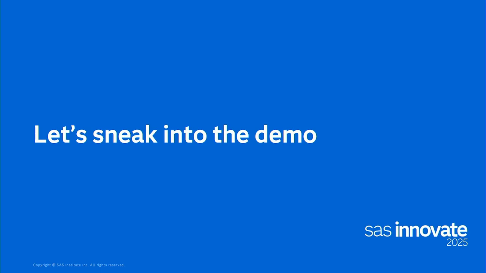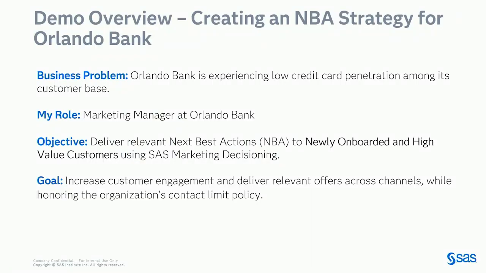So let's sneak into the demo. And let me set the context right for this demo story so that it resonates with all the audience present in this room. Let's imagine I'm a marketing manager at a fictitious bank called Orlando Bank, which doesn't exist, but for this demo story, we are going to use that bank. And my manager has given me a KPI to sell more credit cards to the existing customers. Currently, Orlando Bank has low credit card penetration, and we need to improve this by making credit card offers more available, along with the other banking offers that the bank has been sending to the customers.